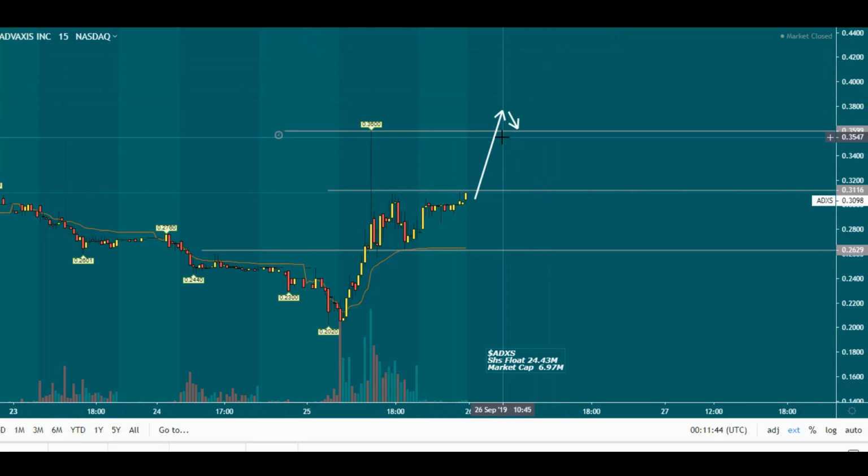So the next thing I want to see is us pull back just slightly, whether that's a 5-minute pullback or a 1-minute pullback, it doesn't matter. I'm going to be watching it like a hawk the second we pass 36 cents.